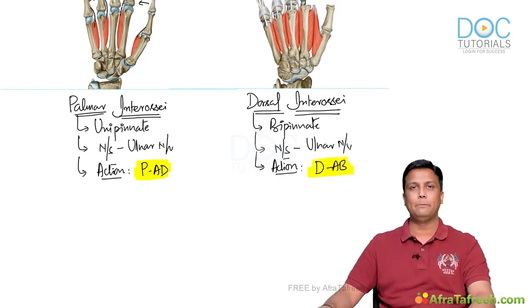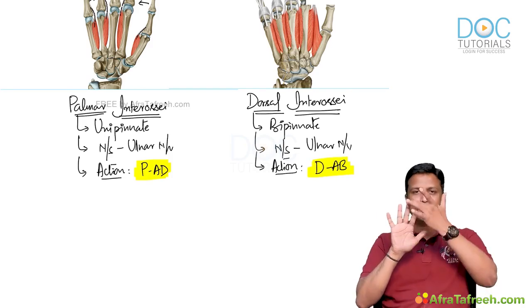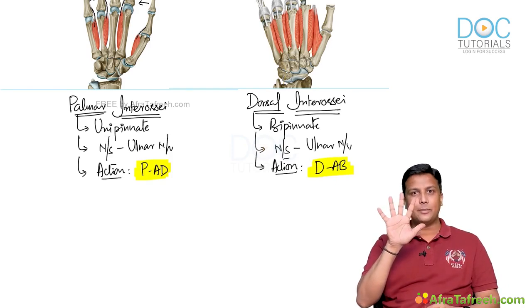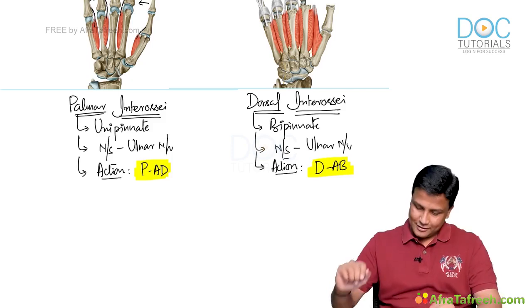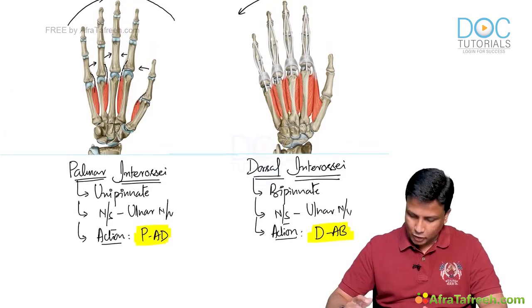So PAD and DAB. Palmar interossei will be helping in adduction of the fingers, the middle finger being the axis there. And dorsal interossei will be helping in abduction of fingers. Adduction, abduction, adduction, abduction. Understanding? So PAD and DAB. Fine. We are done with all this information.